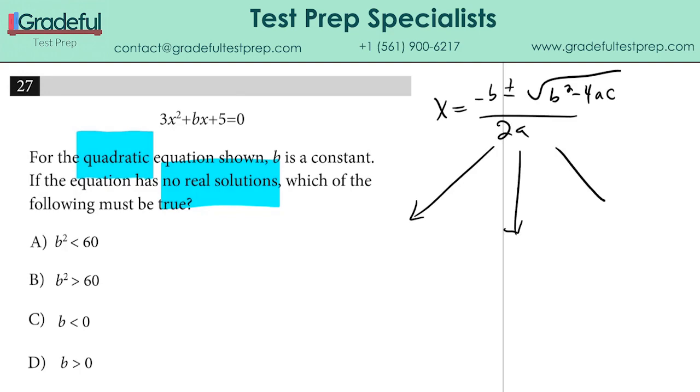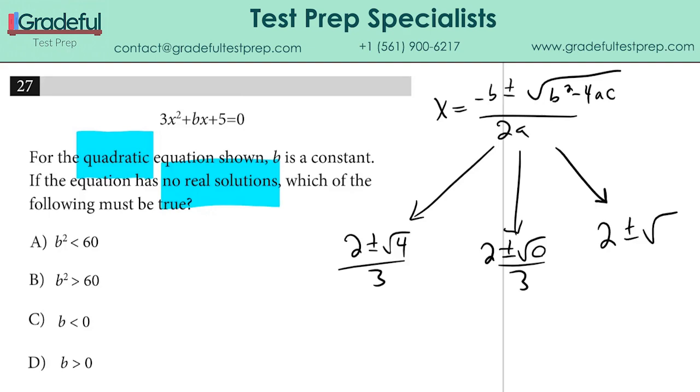I'm just going to make up fake numbers to prove that point. We could have 2 plus or minus square root of 4 over 3. Now I'm just making these numbers up. They have nothing to do with the question. 2 plus or minus square root of 0 over 3, and 2 plus or minus square root of negative 4 over 3. Now the discriminant is this red part, the part under the radical, the 4, the 0, or the negative 4.